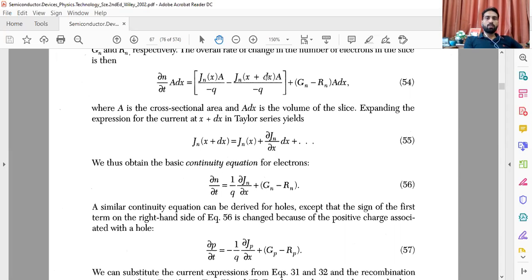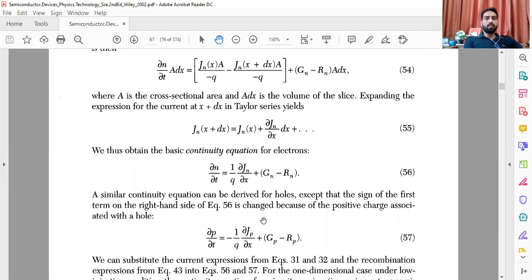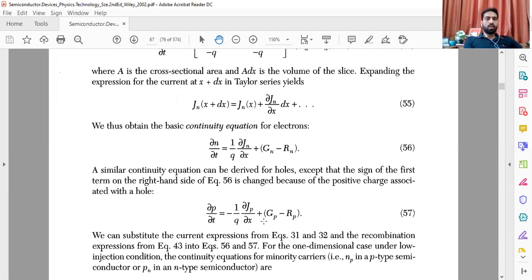On substituting, these will cancel out. What will remain in the equation is 1/q del Jn at dx plus Gn minus Rn. Now, if we are talking about positive and negative charge, if we made this equation for electrons, then for holes, p will come in place of n, the signs will reverse, Gp will come in place of Gn, and Rp. Rest of the things remain same.